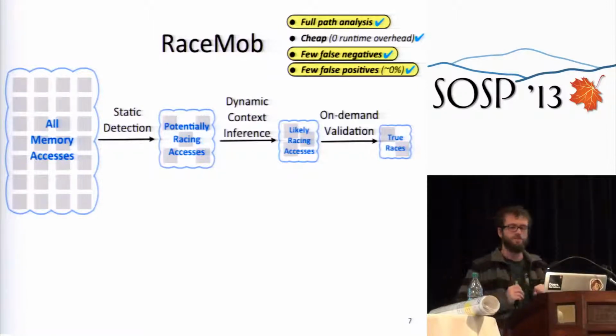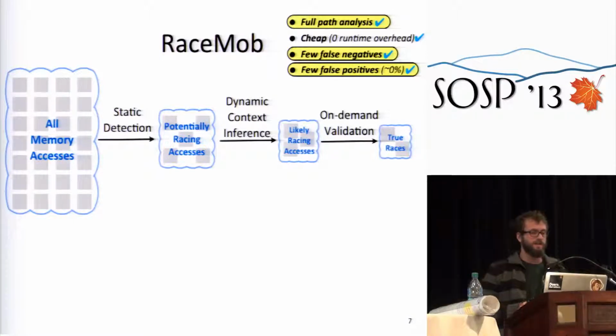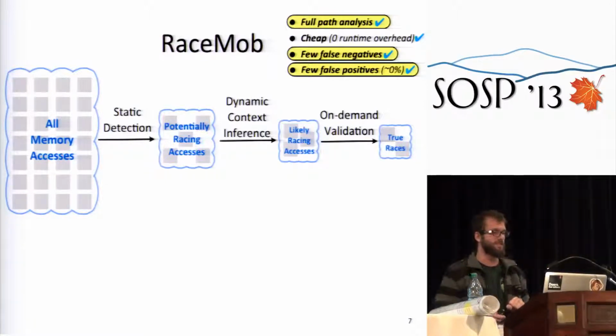Validation is also able to detect if a data race can cause an anomaly such as a crash or a hang. These stages incrementally help RaceMob to lower the overhead of data race detection. However, this is not enough to achieve low overhead for practical race detection.